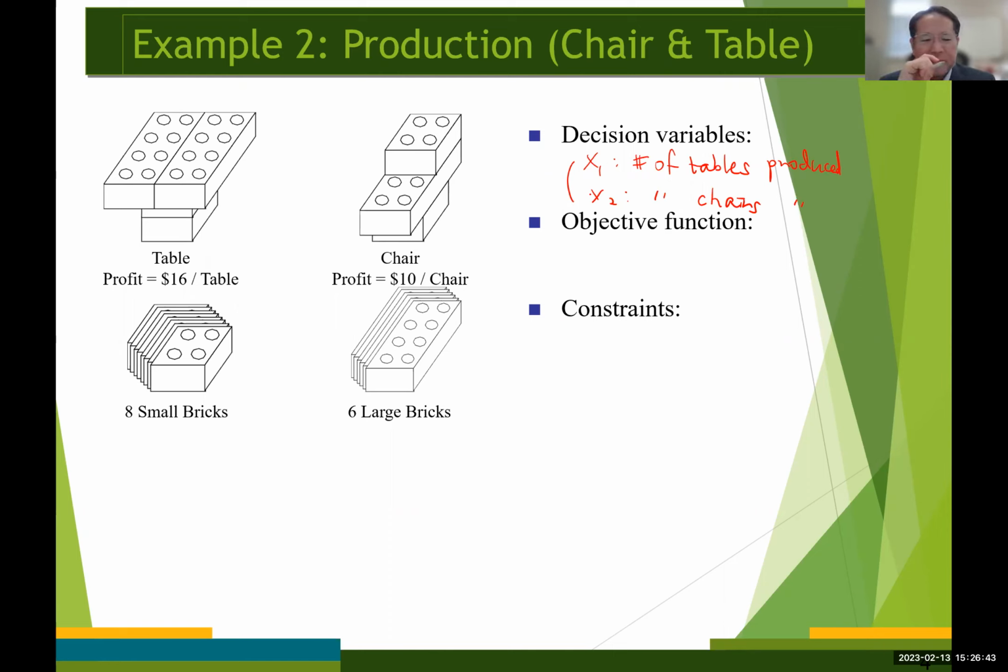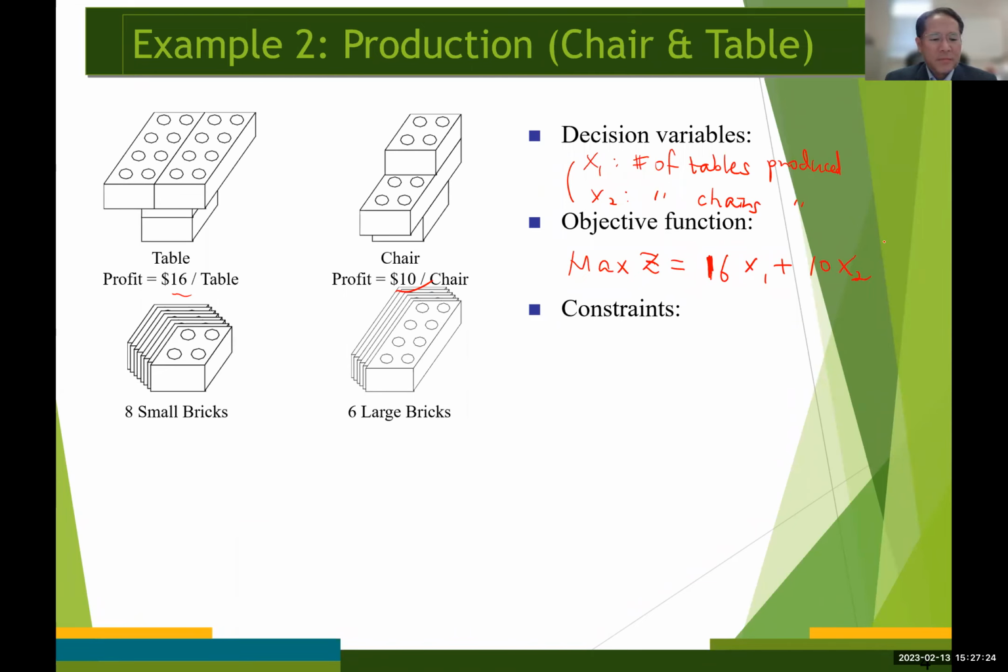If capital G is the total profit, then of course we'd like to maximize the total profit. So G, using the real values 16 and 10, is going to be 16 times x1 plus 10 times x2.